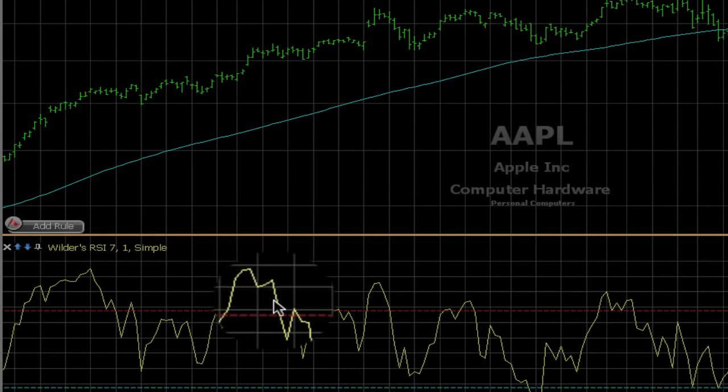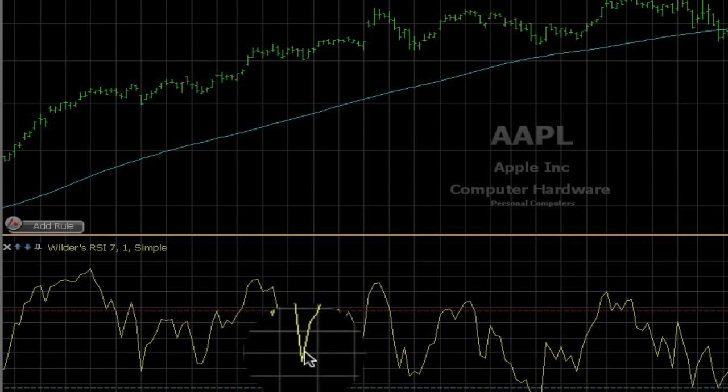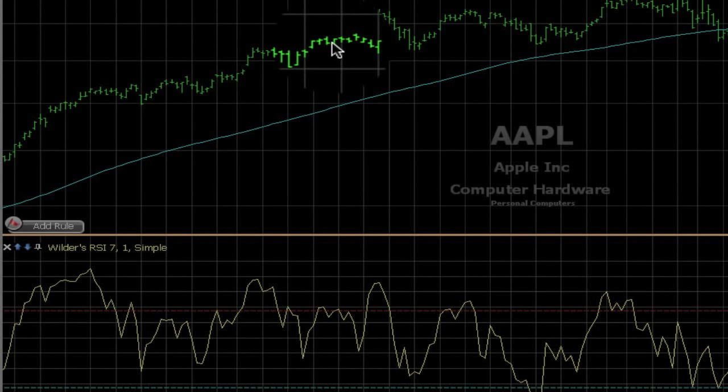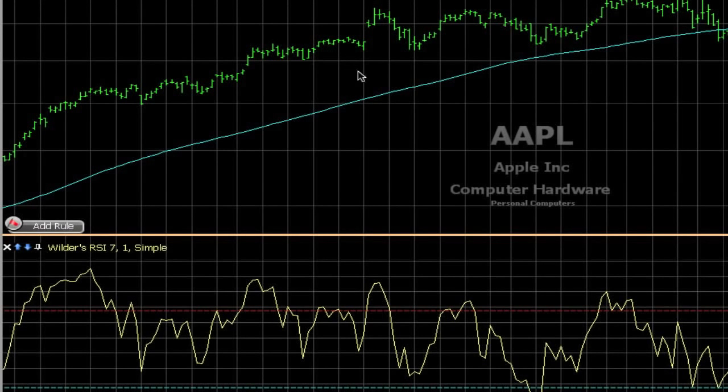This happens again here, crossing down through 50, but looking at price, it never drops and stops you out. It happens again here. So that's three times in a row. So how can we avoid going short? Well, by going with the trend.